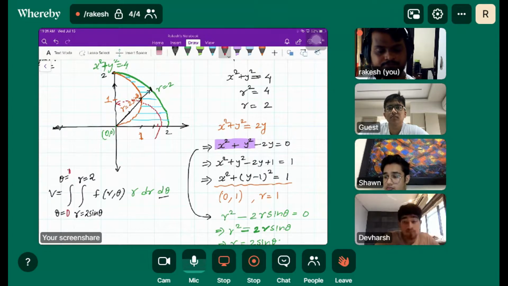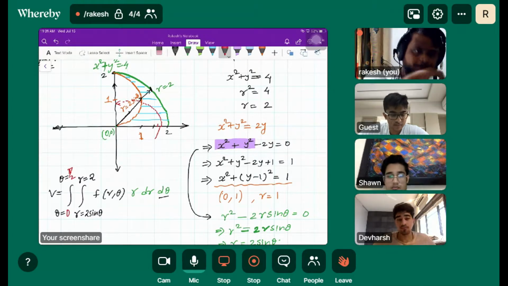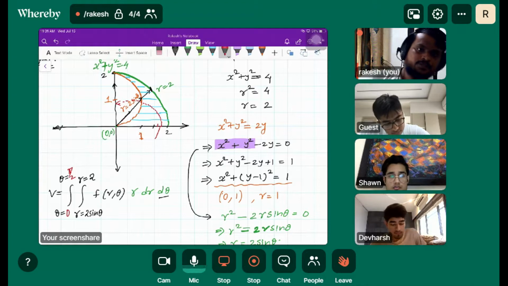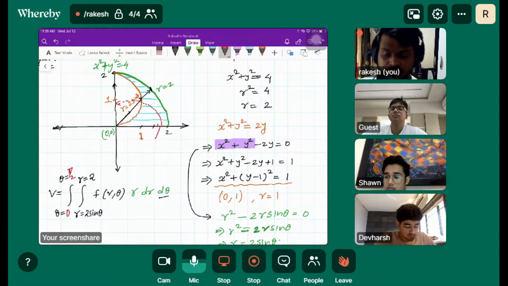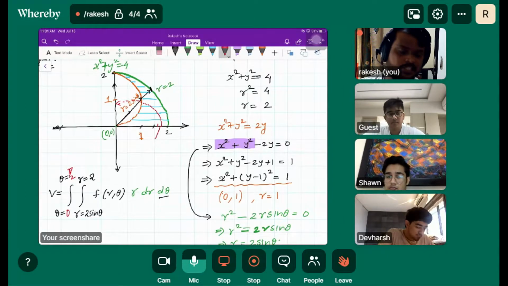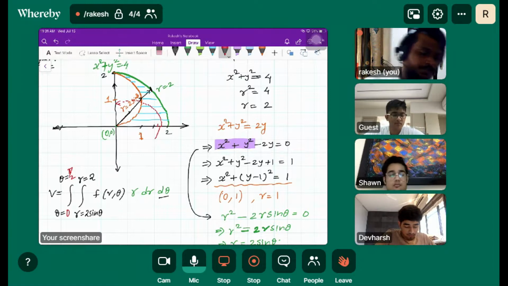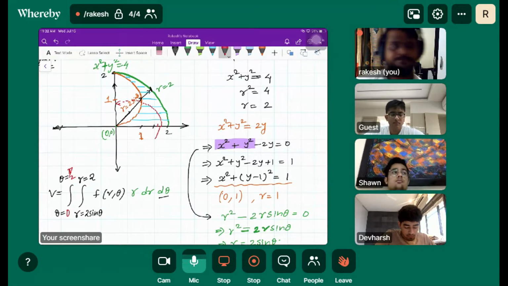Make sense? Yeah. So theta is equal to 0 to pi by 2, r is equal to 2 sine theta to 2, for the given surface. So this is how we can set up the integral in polar coordinate system.